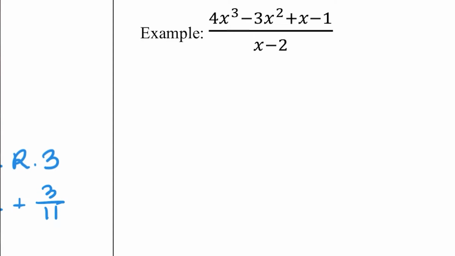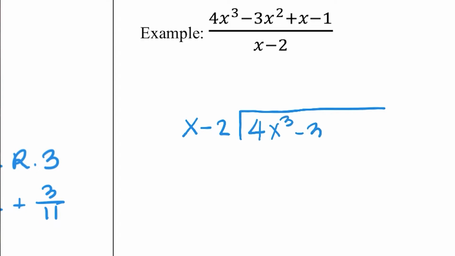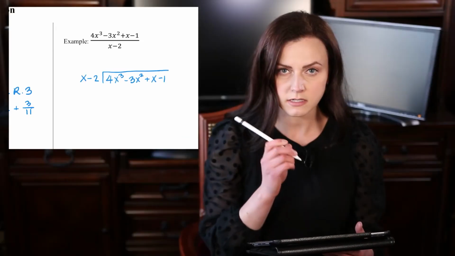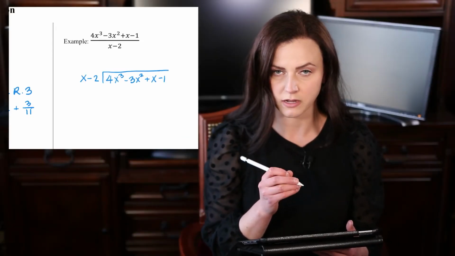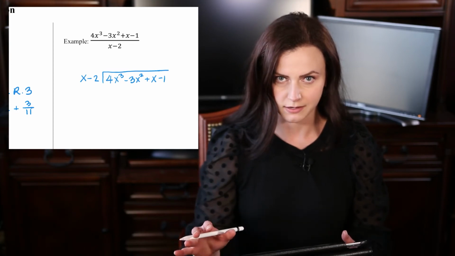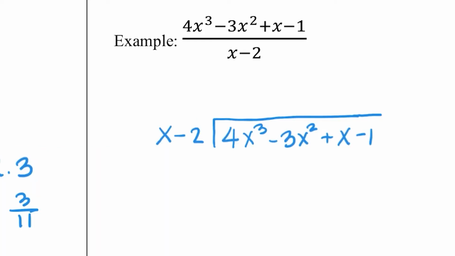So we have 4x cubed minus 3x squared plus x minus 1 divided by x minus 2. I'm going to set it up the same way, x minus 2 on the outside, and then 4x cubed minus 3x squared plus x minus 1 on the inside. And this is the part that I always got confused about. I remember in high school when I first learned this, I was like, what is going on? I have no idea what's going on. So, your first step, I just want you to focus on the x on the outside. Pretend the minus 2 isn't there. We'll take care of that in just a second.